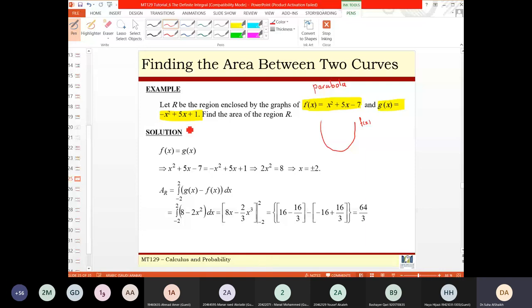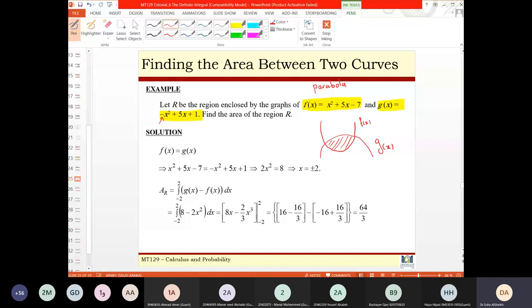Now g of x is minus x squared plus 5x plus 1, which means g of x is concave down. So this will be my g of x. So which one is above? Who is above and who is below? I'm talking about this area here. It says the area between f of x and g of x, so I'm talking about this area. Which one is above, which one is below? Yeah, g is the one above.